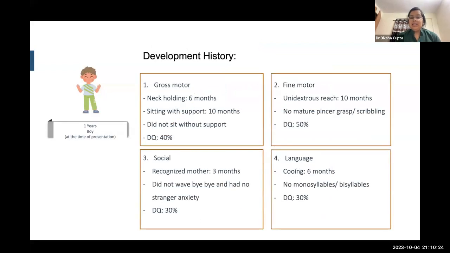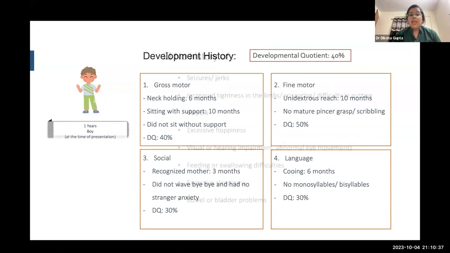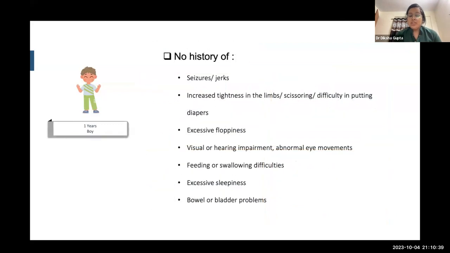Also, he had delay in all the domains of gross motor, fine motor, social and language, with the percentages being 40, 50, 30, and 30% respectively. The overall developmental quotient was 40%. He had no history of seizures, jerks, increased tightness, scissoring, any difficulty in changing diapers, excessive floppiness, any visual or hearing impairment, any excessive sleepiness, or any bowel bladder problems.